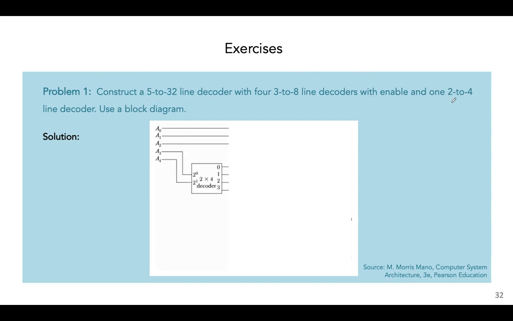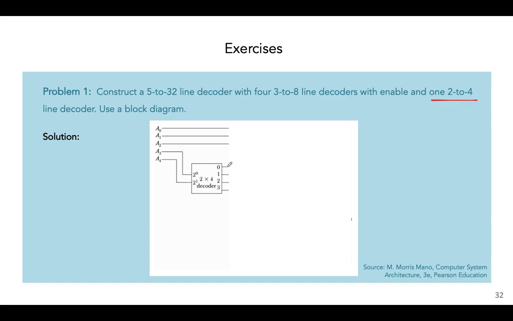Now let's put the first component that we are allowed to use, a 2 to 4 line decoder. This is a 2 to 4 line decoder. That means it will have 2 inputs and 4 outputs. So I've taken these 2 inputs, and this decoder will generate 4 corresponding outputs.